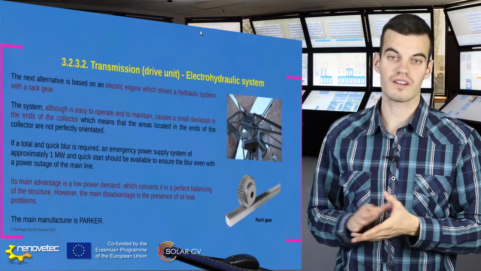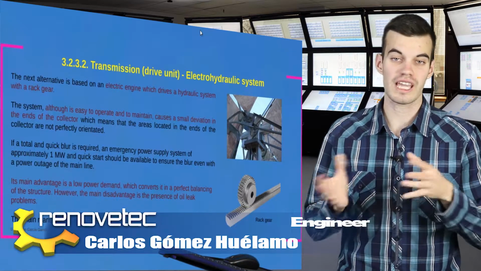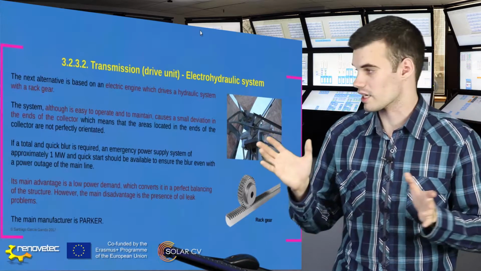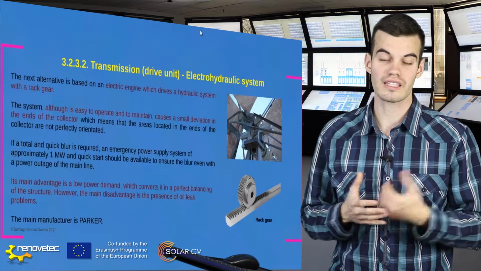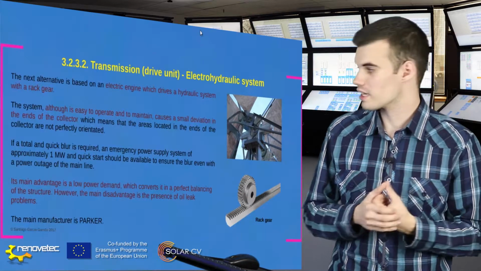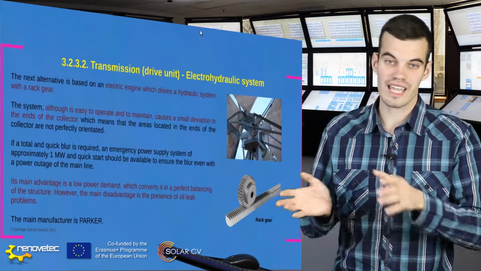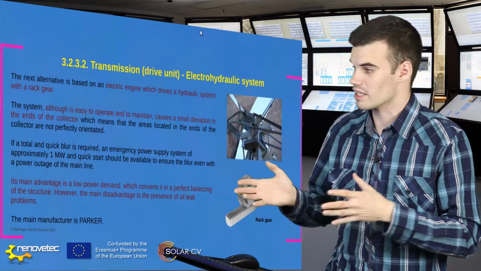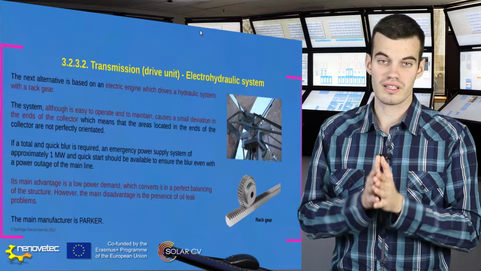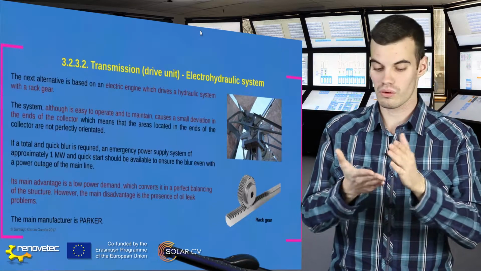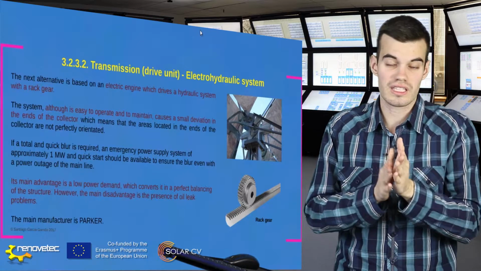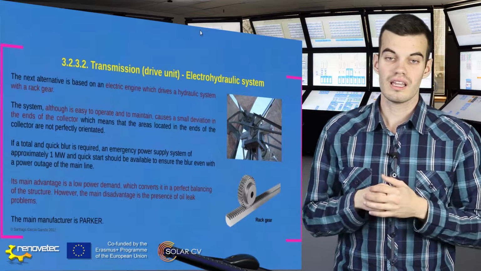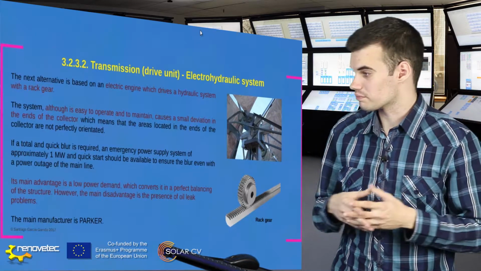The second system preferred for a solar thermal power plant is an electro-hydraulic system, which is based on an electric engine, hydraulic system, and a rack gear. The system, although it's easy to operate and the maintenance is very easy, causes a small deviation in the ends of the collector, which means that the areas located in the ends of the collector are not perfectly orientated. So the incidence angle there is not going to be the same as in the center of our collector, where the incidence angle may be 0 or close to 0.